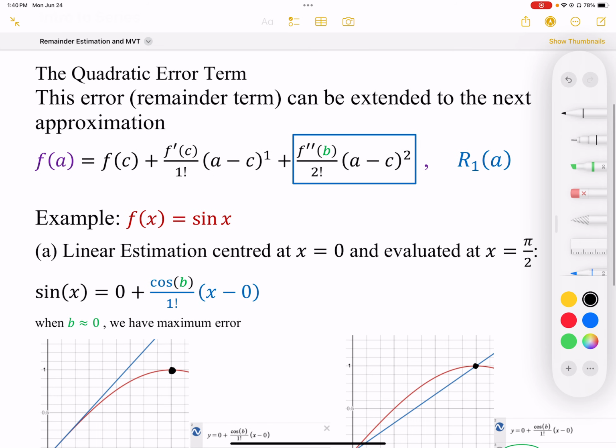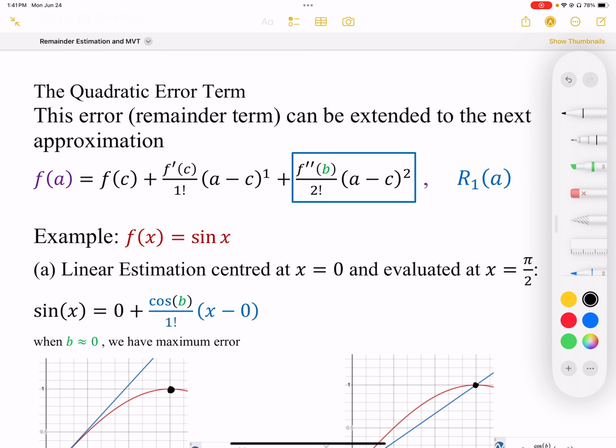So in this case here, we have f of a equals f of c, that's our first approximation. And then we have f prime at c, and again, notice that's c and not b. So this term here represents the second approximation given our Taylor polynomial expansion. If we were to stop at this point, the next term is going to be a Lagrange error term. And again, notice that the remaining terms can be calculated as long as we can find some point b. So this represents a quadratic error term, extending that linear approximation by one more term.